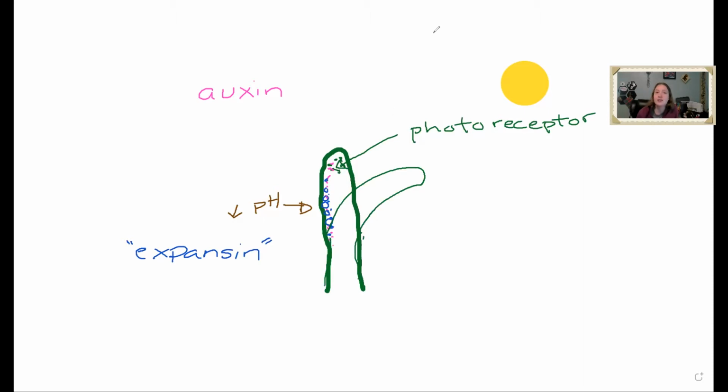Let's delete our old stem. Then the stem bends towards the sun because all of that expansin caused the cells on this big, long, curvy side right here to get bigger, to expand. When they got bigger, they pushed the stem over. This process happens over and over and over again anytime a plant is turning towards the sun. First, the sun hits the photoreceptor.